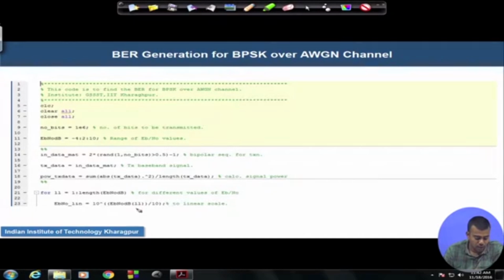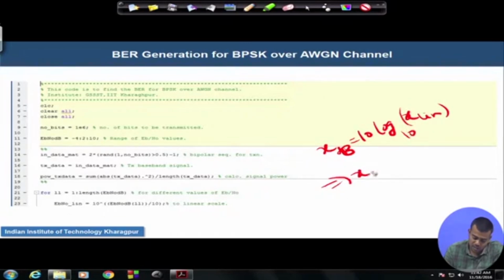Next I am converting Eb/N0 in dB to the linear scale. As you know, suppose x is in dB, it can be written as 10 log x linear to the base 10. That means x linear can be written as 10 to the power of x dB by 10. That's what is happening here. Eb/N0 linear is nothing but 10 to the power of Eb/N0 dB of each element divided by 10.